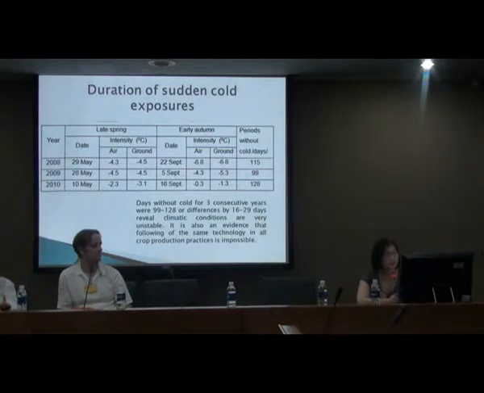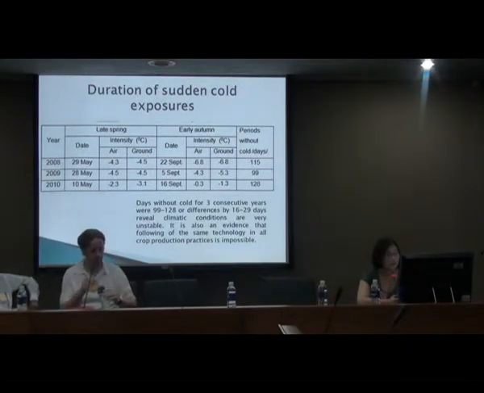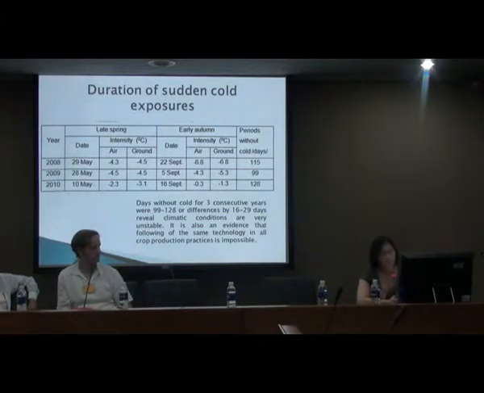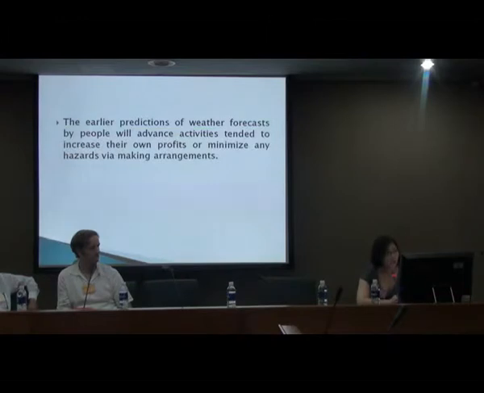During sudden cold exposure and drought over 3 consecutive years, the periods of 99 to 128 days differed by 16 to 29 days. This revealed climate conditions are very unstable. It's also evidence that following the same technology in all crop production practices is impossible. The earlier predictions of weather forecasts by people with advanced activities tended to increase their own profits or minimize any hazards by making arrangements.